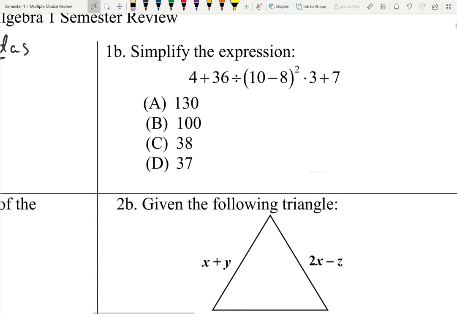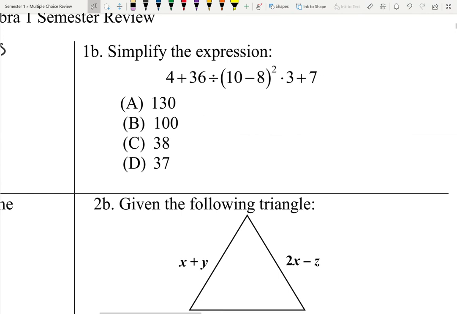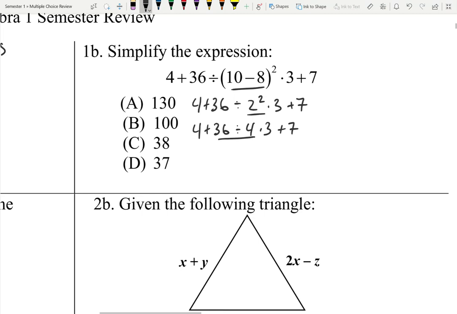Our next problem, same thing, simplifying the expression. We need to work inside our parentheses first, so this is 4 plus 36 divided by 2 squared times 3 plus 7. And our next step would be to do our exponents. 4 plus 36 divided by 4 times 3 plus 7. And now we're going to work from left to right.